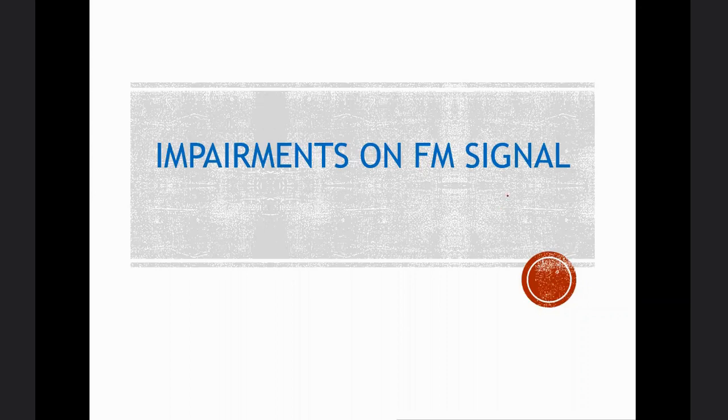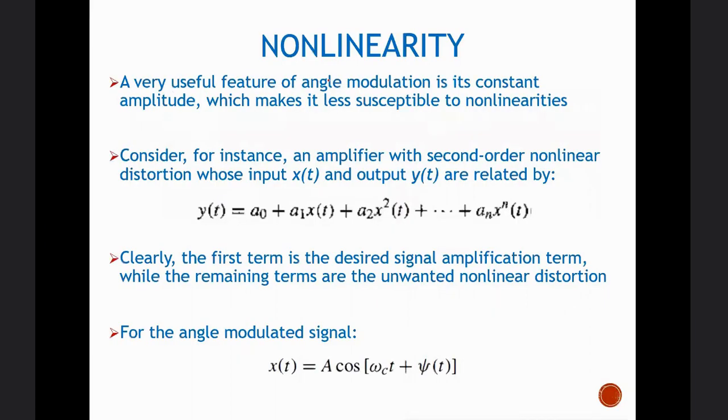So we discussed the general impairments on an FM signal, and we will see how FM deals with those impairments, or what the effect of those impairments is on the FM signal. So the first type of impairment is nonlinearity.